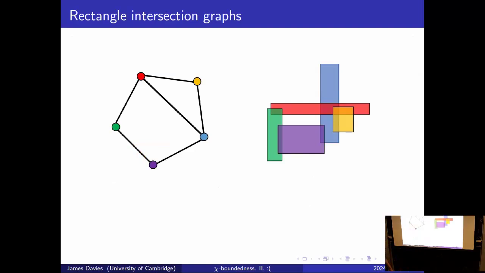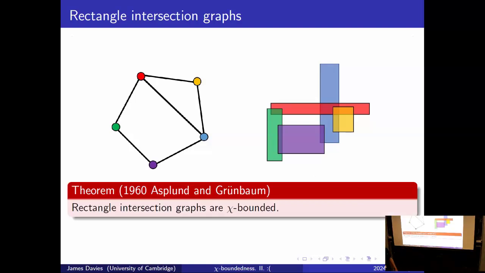Okay. So I want to show you one more example of a chi-bounded class, which are rectangle intersection graphs. So we're looking at axis-aligned rectangles in a plane. Each rectangle is going to correspond to a vertex, and the vertices are adjacent if their corresponding rectangles intersect. So this configuration of axis-aligned rectangles gives a rectangle intersection graph. A nice classical theorem in chi-boundedness is that rectangle intersection graphs are chi-bounded.